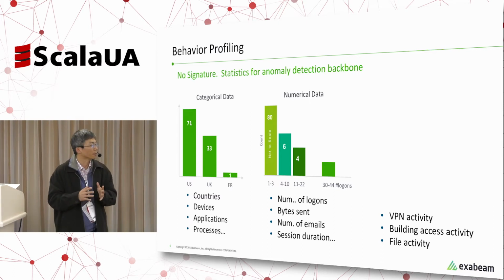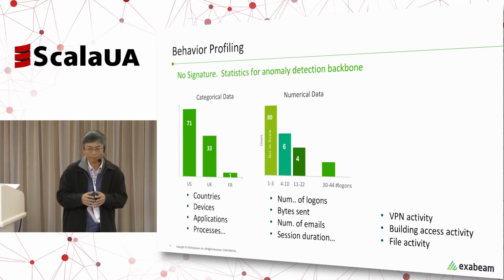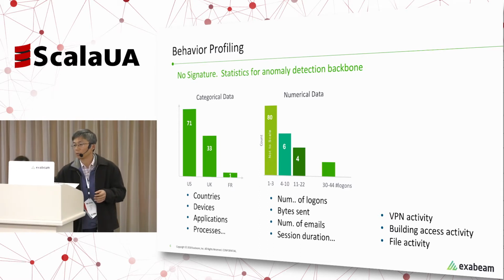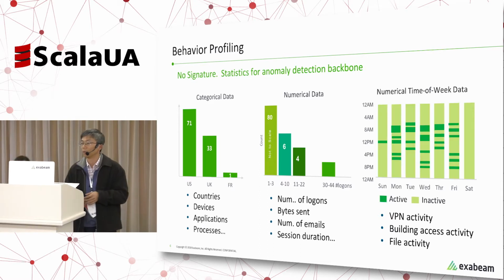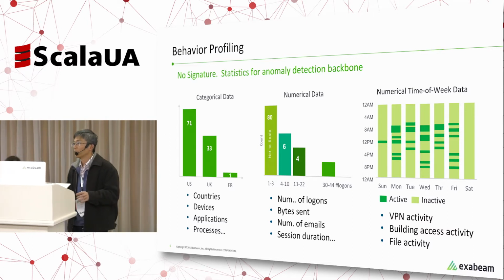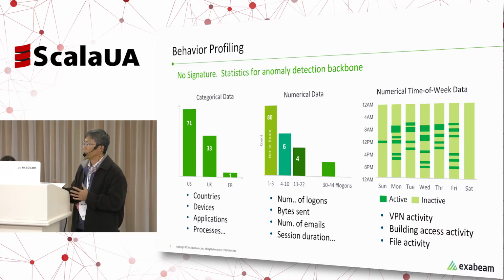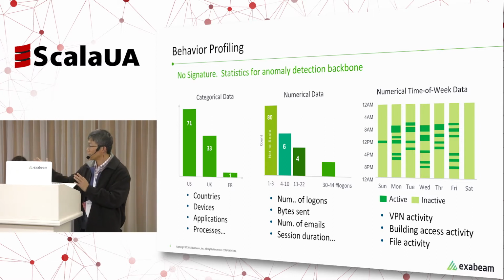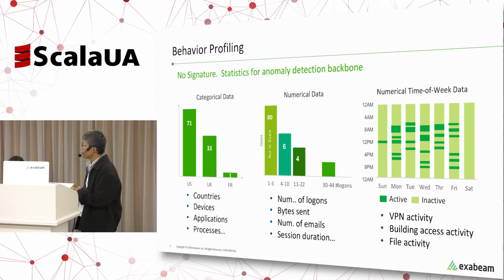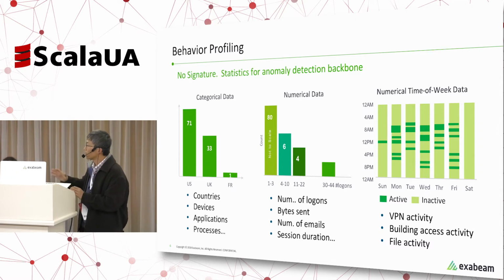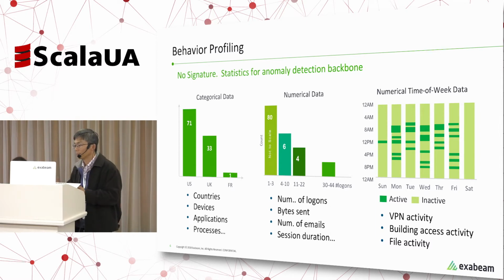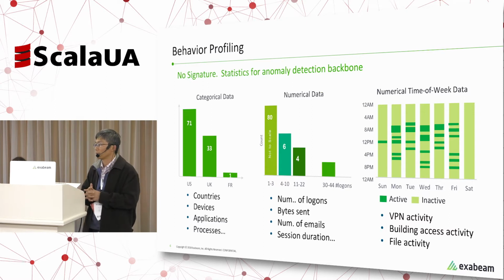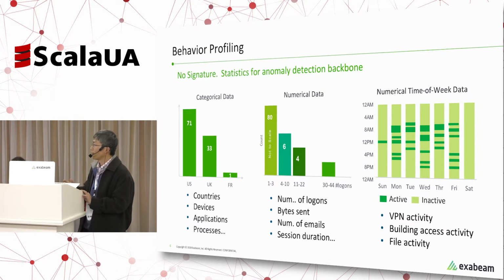That typically characterize his normal behavior. And in addition to categorical and numerical data, we can also profile his time of the week data. This is where we can see what are normal active hours over a certain set of activities. So in this example, we have VPN activities, and you can see that his normal activity goes from 8 a.m. to 8 p.m. We can do the same thing for building access activity and also file activities, right?